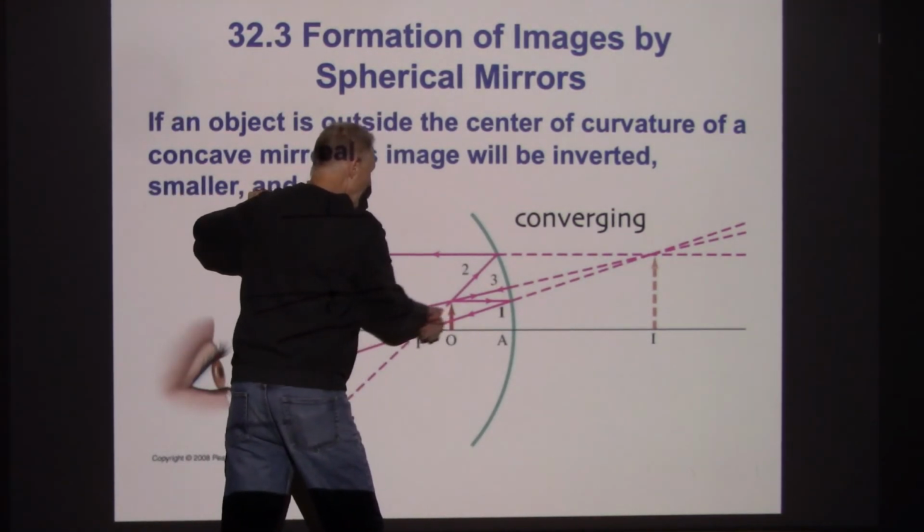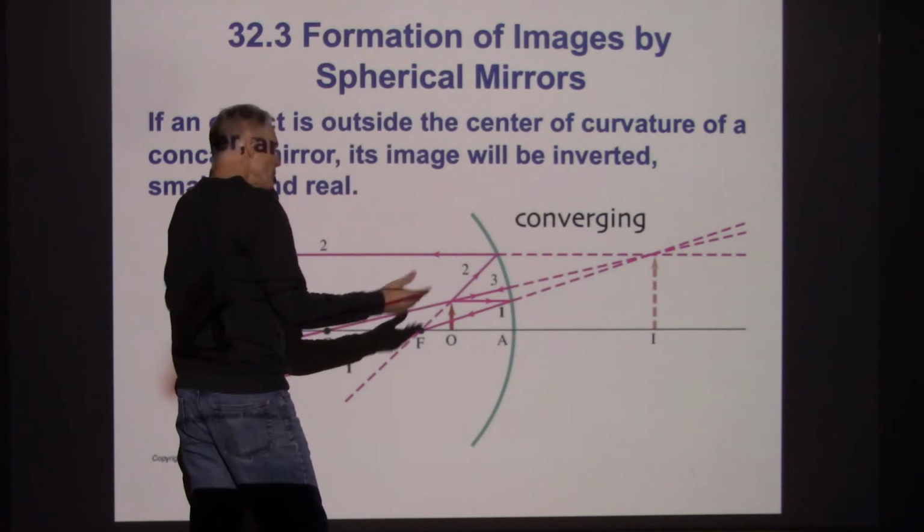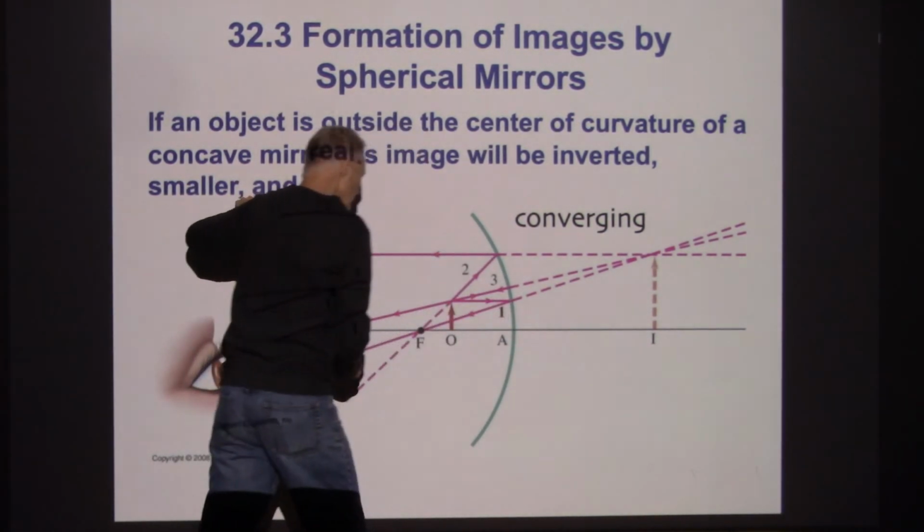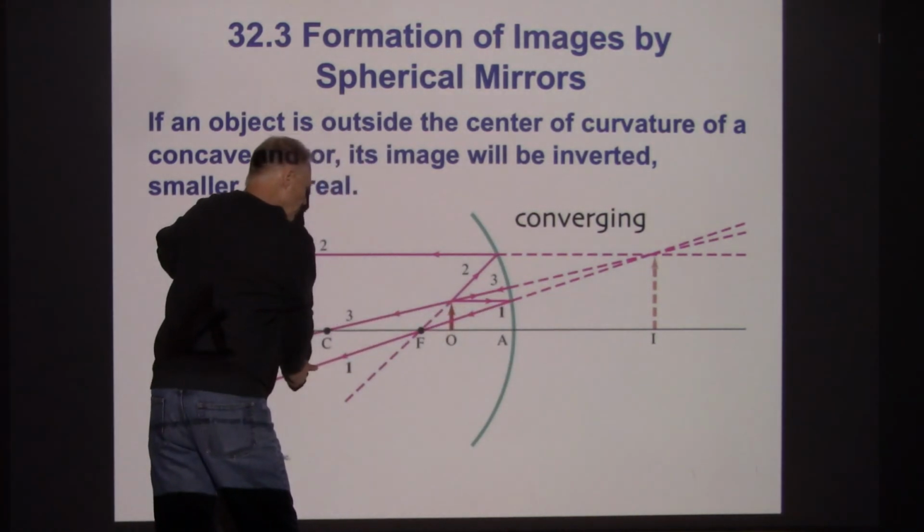If I place the object inside the focal point, let's see what those 3 paths look like. So here is parallel in, and then back out through the focal point.